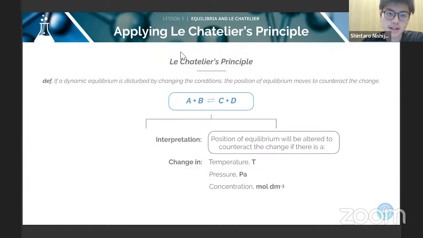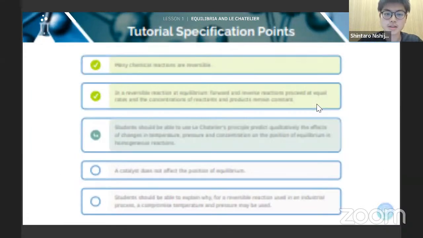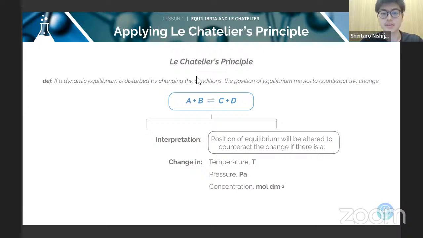A big high yield topic that always comes up in exams for reversible reactions is Le Chatelier's principle. We discussed how you could have equilibrium. In this example, we had 4 of A and 6 of B. Why couldn't it be 6 of A and 4 of B? That's basically about where the equilibrium is. Is there more products or more reactants in the equilibrium? And the way we determine that is using Le Chatelier's principle.